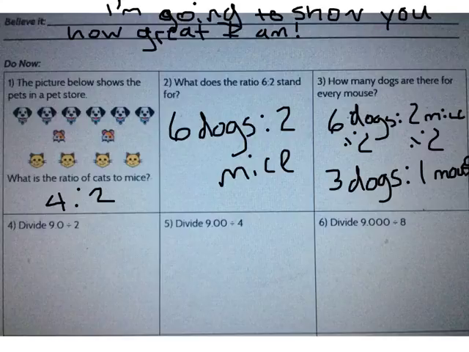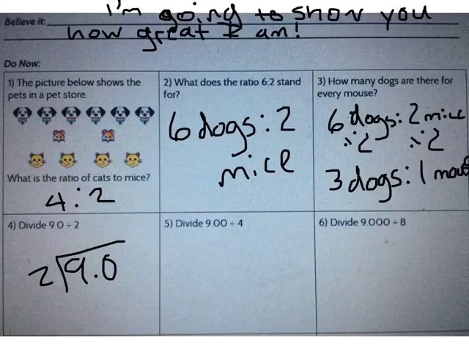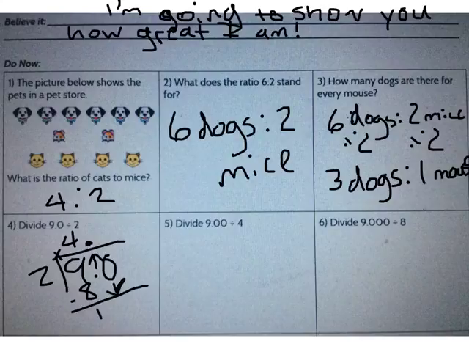Now let's do some division problems. What's 9.0 divided by 2? Remember, the first thing I need to do is bring my decimal point straight up. How many times does 2 go into 9? 2 goes into 9 4 times. What's 4 times 2? It's 8. When I subtract, I have 1 left over, and I can bring down my 0.